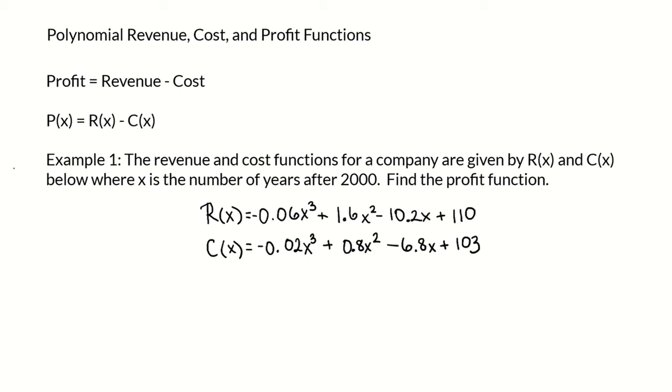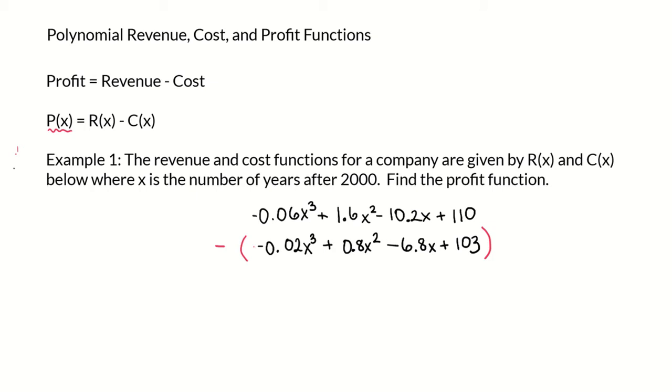So to find the profit function, we will subtract the cost from the revenue. So we'll find revenue minus cost. Since we have revenue and cost here, we want to subtract the second function. So to subtract it, we subtract the whole function, which means subtracting each term, so we can change the sign of each of the terms in this cost function.